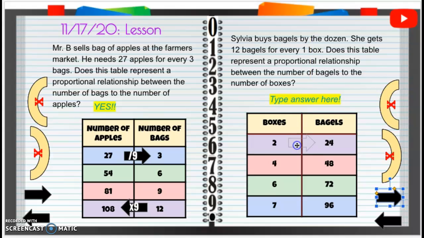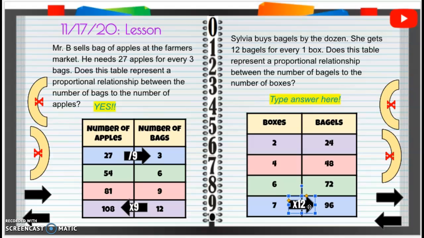If we go from 2 to 24, 2 times what is 24? Well, I know 2 times 12 is 24. So let's see if we multiply by 12 all the way down. Is 4 times 12 48? Yes, it is. How about 6 times 12? 6 times 12 is 72. Yep. How about 7 times 12?